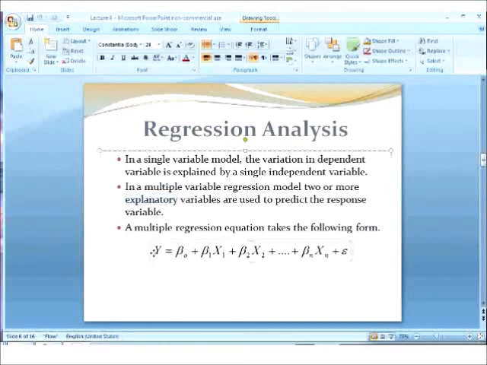So a multiple regression equation can take this form. What is y here? Y is the dependent variable or your response variable, and in our case this is the speed of the vehicles. Now you see this is beta naught, then beta 1 x1 plus beta 2 x2, and so on, plus this term here. What is beta naught? Beta naught is a constant, which is something not explained by your independent variables. x1, x2, x3, and so on up to xn are all your independent variables.